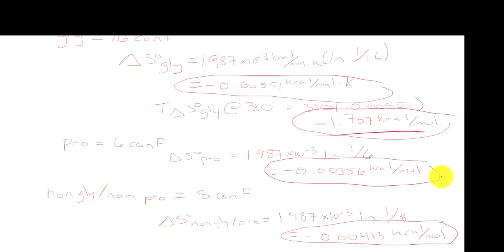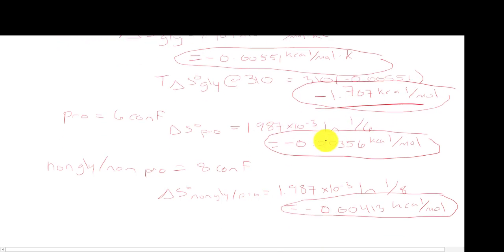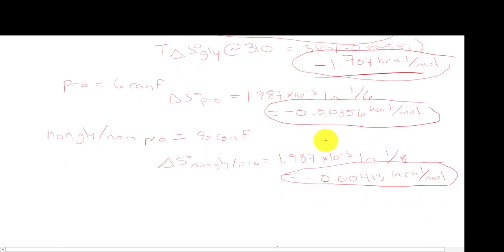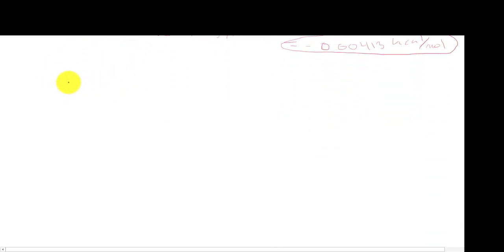So this is the cost of locking it in, and that's going to be offset by the benefit we get out of every alpha helix hydrogen bond. And so what we can do is we can summarize delta G for a helix.